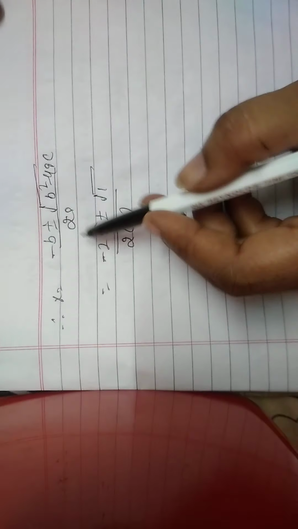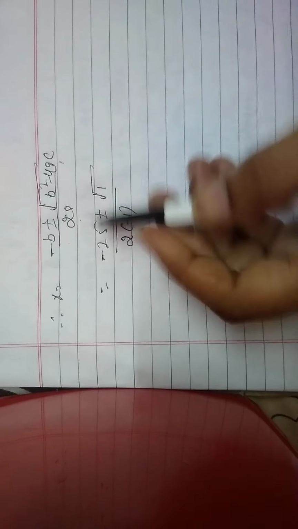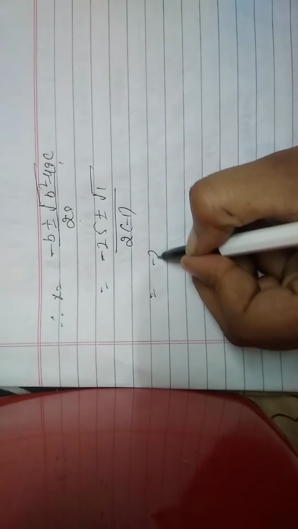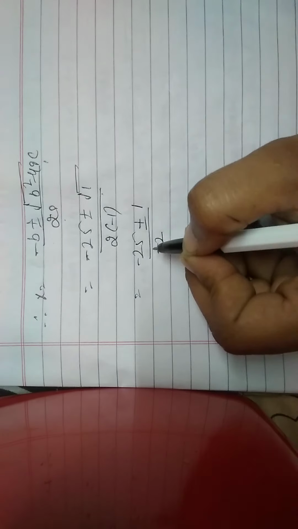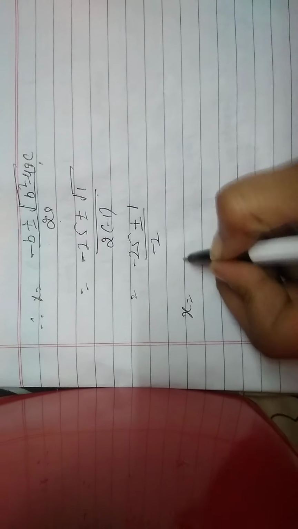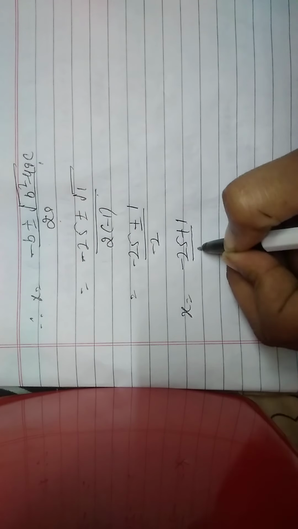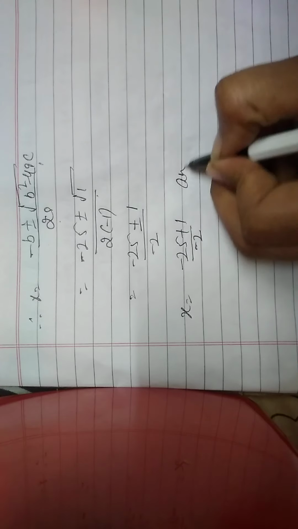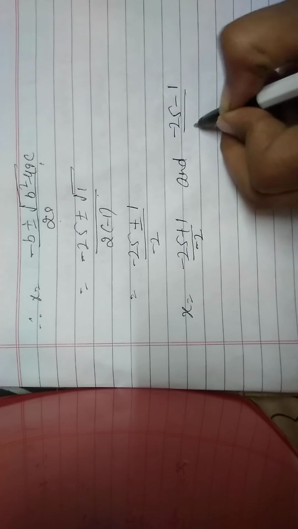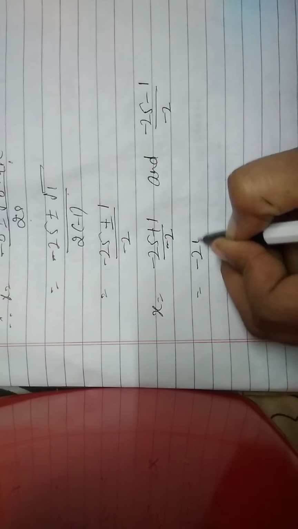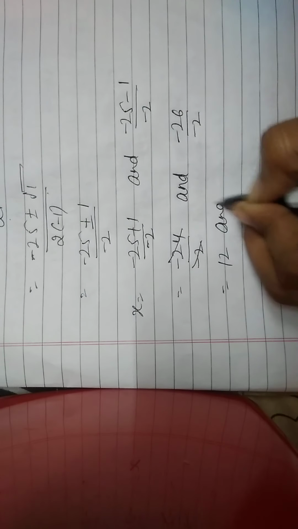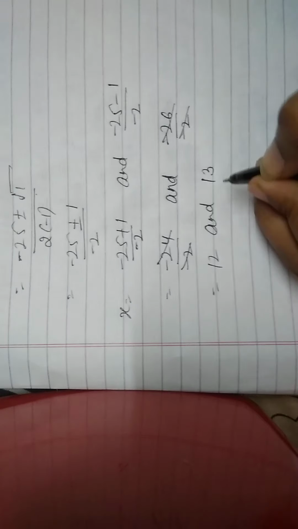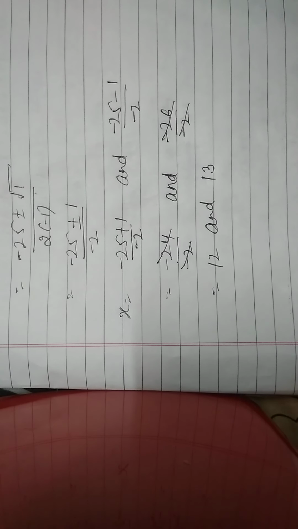Now, substitute the values of a, b and c in this formula. Minus 25, root of 1 is 1, plus minus 1 upon minus 2. Now, find the value of x. x is equal to minus 25 plus 1 upon minus 2 and minus 25 minus 1 upon minus 2. That is minus 24 upon minus 2 and minus 26 upon minus 2. That is 12 and 13. We have two values of x, 12 and 13.